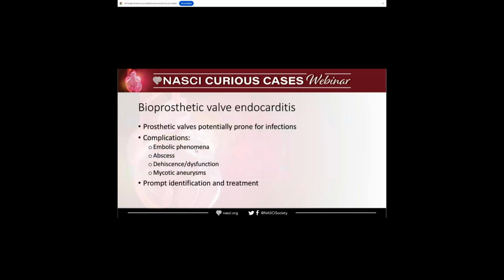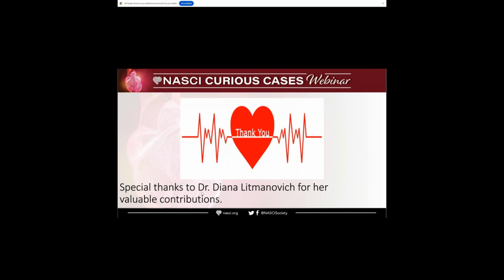So bioprosthetic valve endocarditis. Basically, any foreign body in any part can provide a biofilm for infections. And the main complications are embolic phenomena, abscesses, dehiscence, and myocardial aneurysms. And we really need to identify this and treat it promptly. And that's it for the current case.